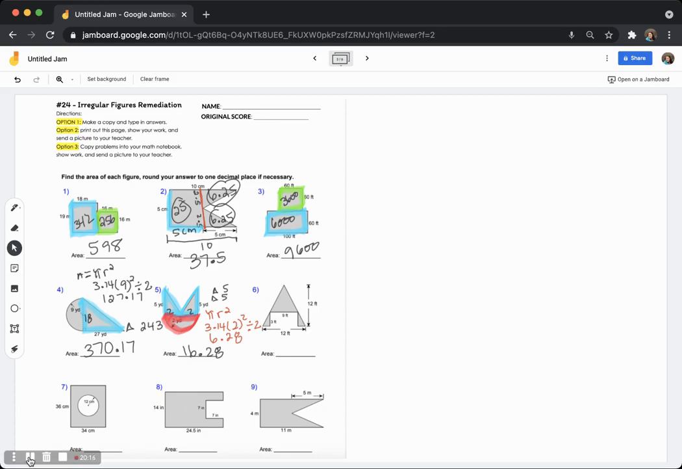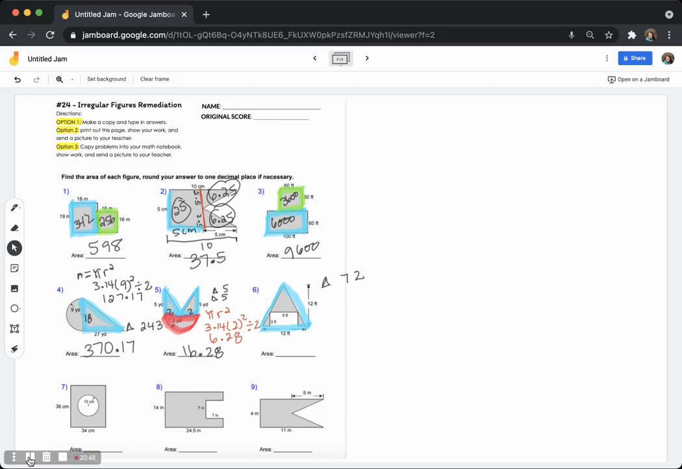In number 6, I have a triangle and a rectangle, and I'm looking for the shaded portion. So I'm going to find the area of the entire triangle first. It has a base of 12 and a height of 12. So for the triangle, I'll do base times height divided by 2. 12 times 12 is 144, and then 144 divided by 2 is going to give me an area of 72.